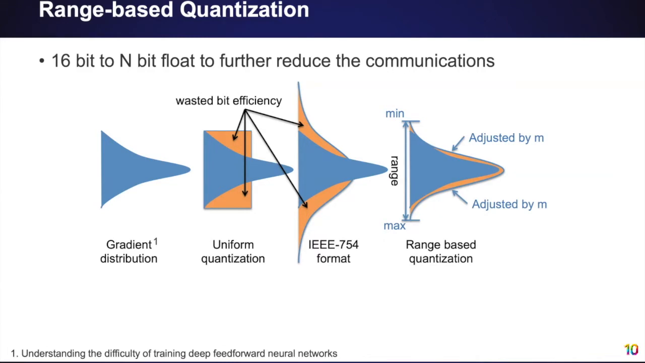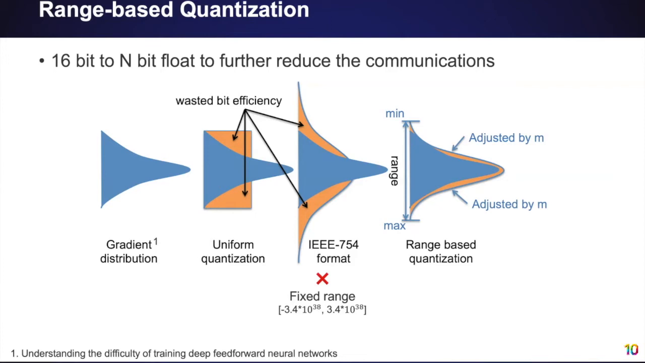Someone may ask, why not use the existing IEEE 754 format? This figure explains the reason. The left figure is the gradients we sampled from AlexNet. If we use the IEEE 754 format, then the range of its representable numbers is fixed. It is larger than the range of the actual gradients. So the numbers outside the range of the gradients are wasted.